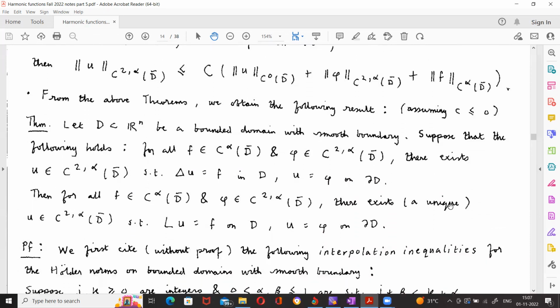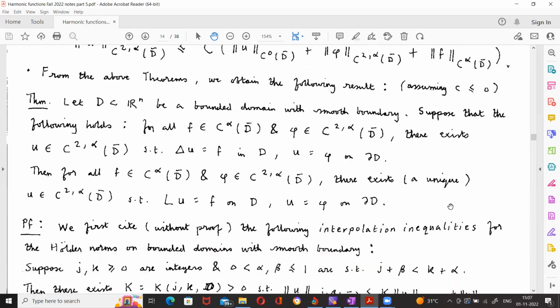So now from these above two theorems, we can use the method of continuity to prove the following result. We're going to assume that the 0th order coefficient of the operator L, little c, is less than or equal to 0, so that the maximum principle holds. So we have the following theorem.